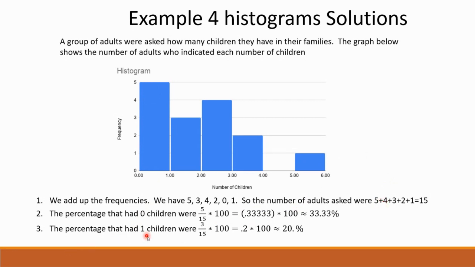Now, how many had one child, right? Well, again, we would have to look in here. Not here, here, because the left endpoint we include. So we have 3 out of 15. So 3 adults said they had one child. Okay, so what's 3 out of 15 times 100? Well, that's 0.2 times 100, which is 20%. All right, that's good.